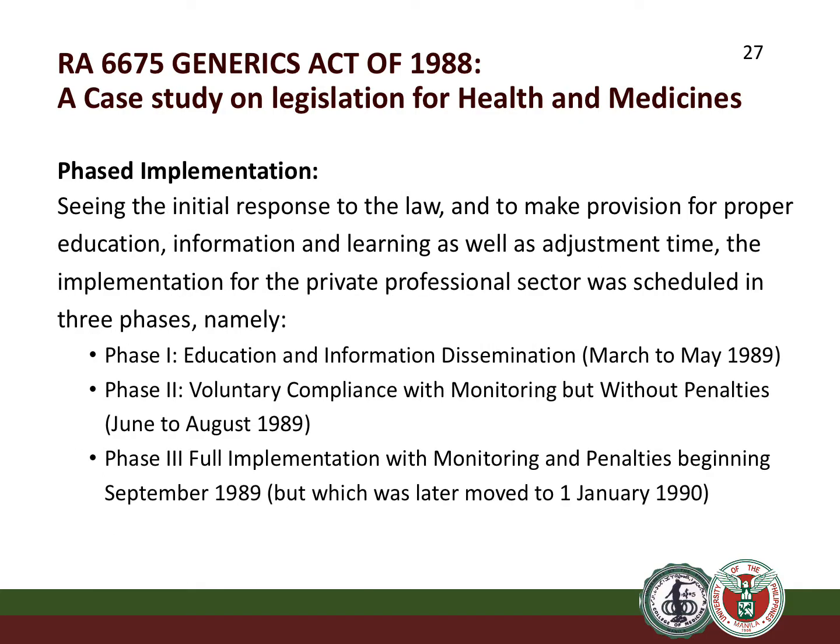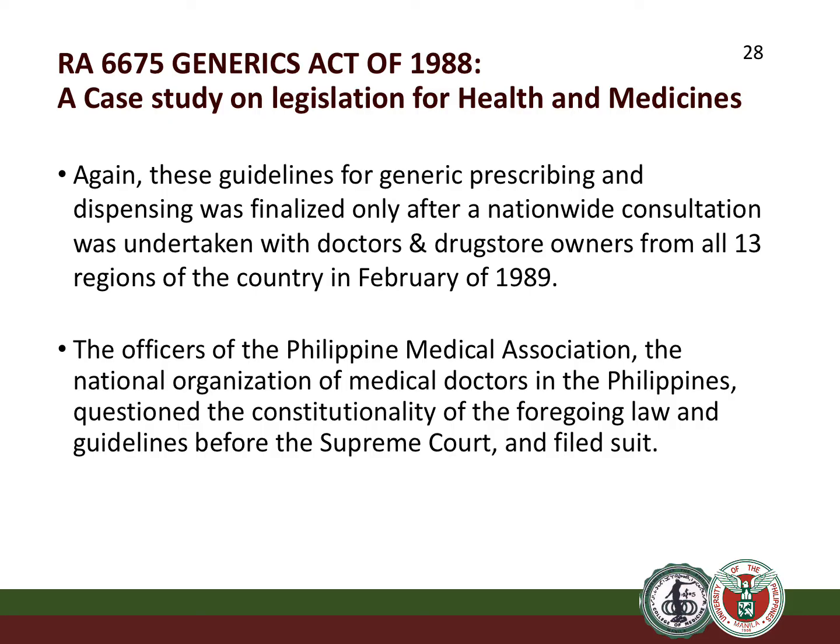Now, the law was to be implemented in phases: first, education and dissemination, then voluntary compliance with monitoring but no penalties, and then afterwards, full implementation with penalties, beginning January 1, 1990. Again, these guidelines for generic prescribing and dispensing were finalized only after a nationwide consultation was undertaken with doctors and drugstore owners from all 13 regions of the country.